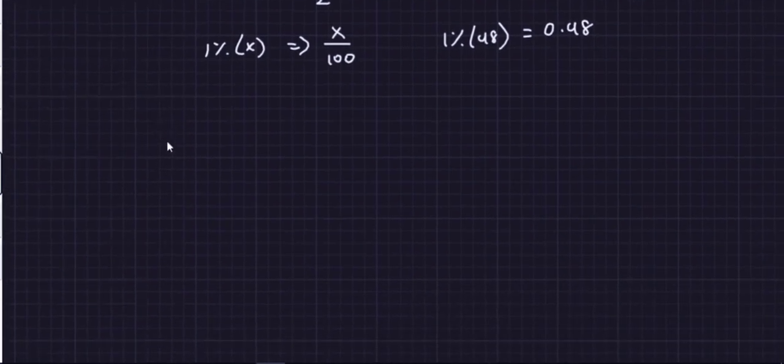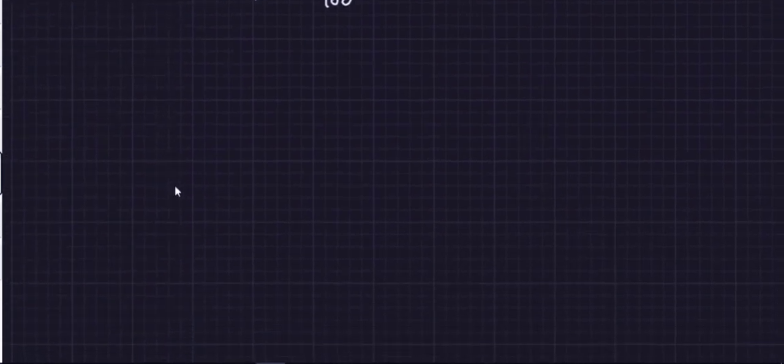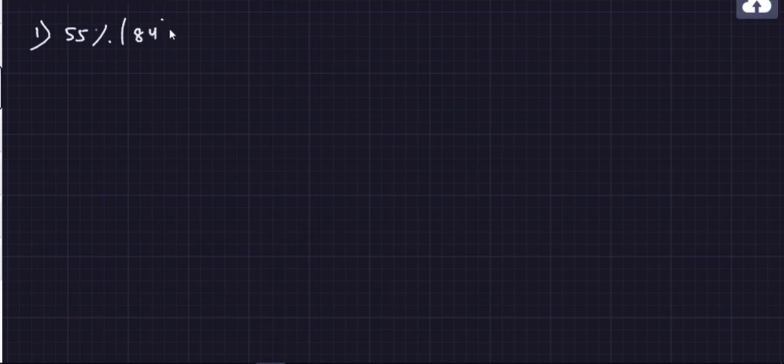So let's start with 55% of 84. Now, instead of going for evaluating it as 55 divided by 100 into 84, let's split this 55% as 50%, then 5%. So that when we add them up, we will be getting 55%. Now, what does 50% mean? Half of 84.